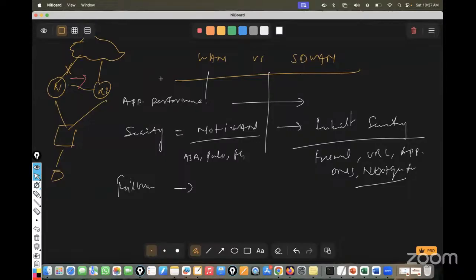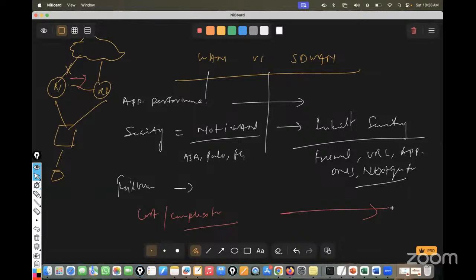We have limited features in the WAN, and definitely it's going to be very complex and costly. The cost is going to be very high and the complexity is going to be very high. But here it's less complex, and it's going to be policy driven in the SDN.